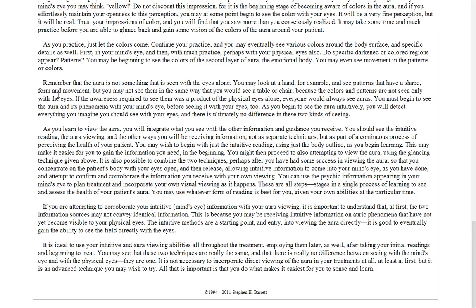You might then proceed to also attempting to view the aura, using the glancing technique given above. It is also possible to combine the two techniques, perhaps after you have had some success in viewing the aura, so that you concentrate on the patient's body with your eyes open, and then release, allowing intuitive information to come into your mind's eye, as you have done, and attempt to confirm and corroborate the information you receive with your own viewing.